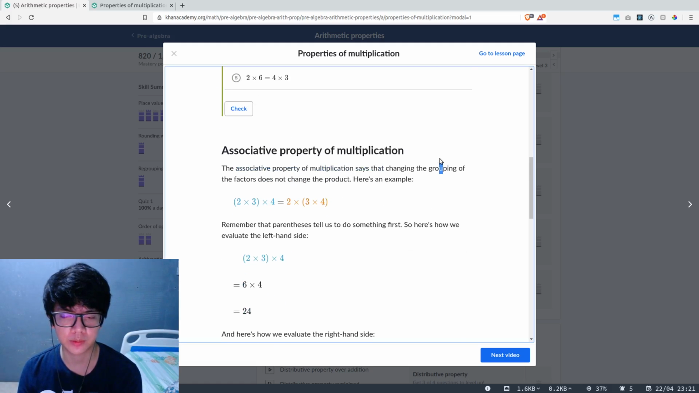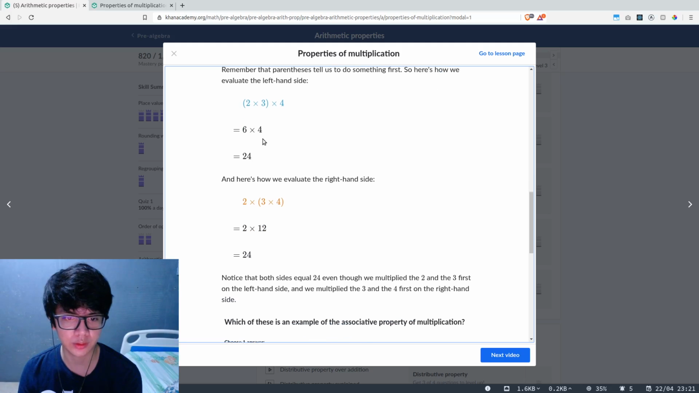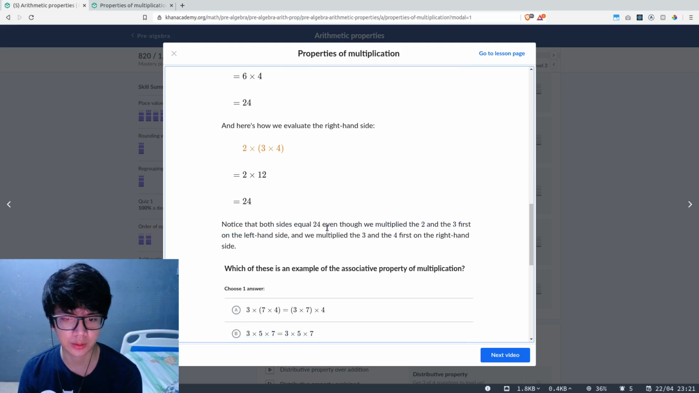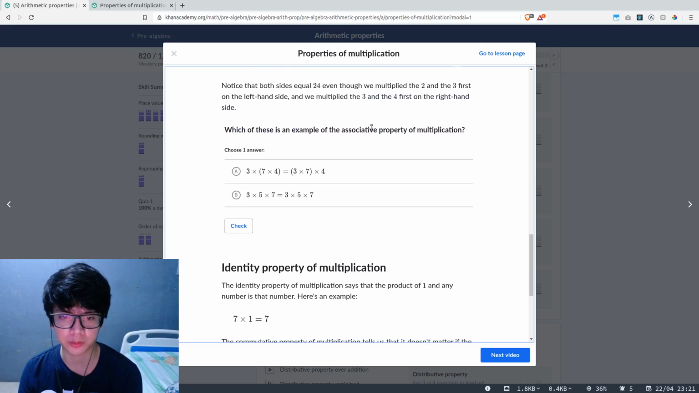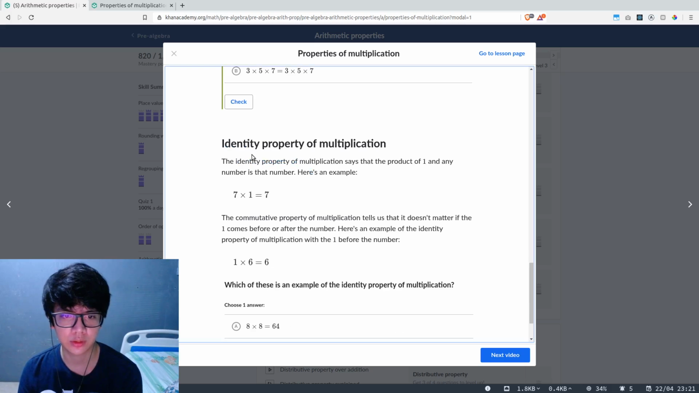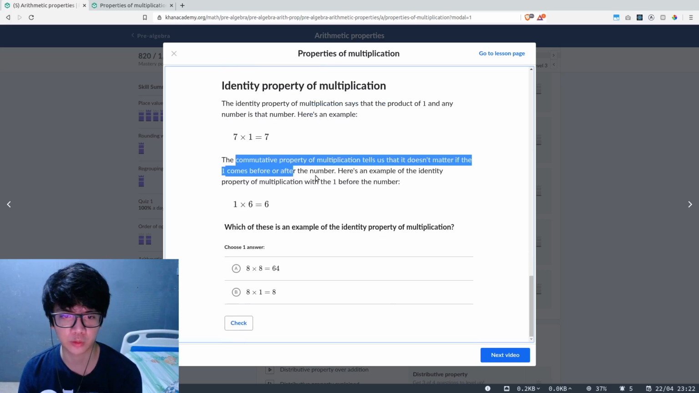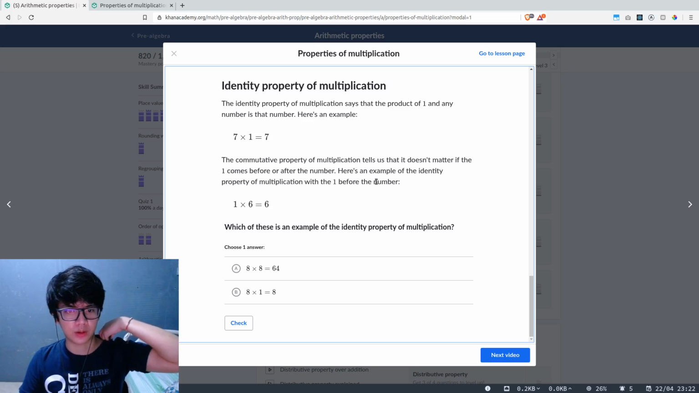Changing the grouping does not change the product. It's 12 and 4. Which of these is an example of the associative property of multiplication? This one is grouping. That's 1. It doesn't matter if 1 comes before or after a number. Here's an example of it.